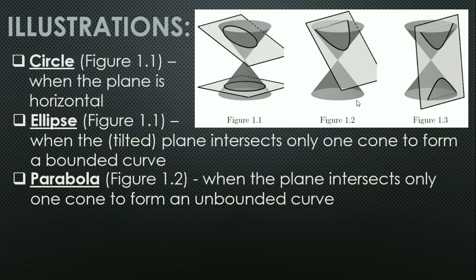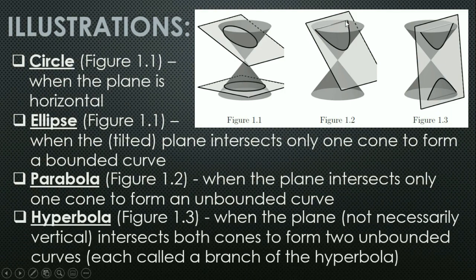Then, yung parabola naman, which is this one, figure 1.2, when the plane intersects only one cone to form an unbounded curve. So as you can see, in-intersect ni plane yung isang cone at ang nabuo ay hindi bounded, unbounded siya as compared kay ellipse, nung in-intersect nung plane yung cone, bounded yung curve. Okay, wala siyang opening. Pero nung mas naging steep yung plane, mas grabe yung pagiging slant niya, as you can see, unbounded siya. Okay, meron siyang opening sa part na to. And that is a parabola.